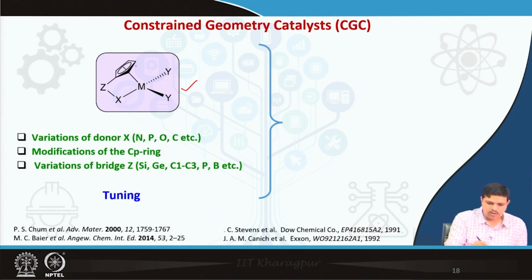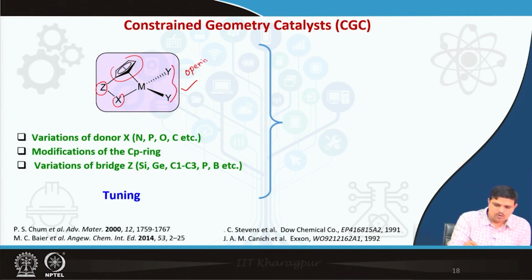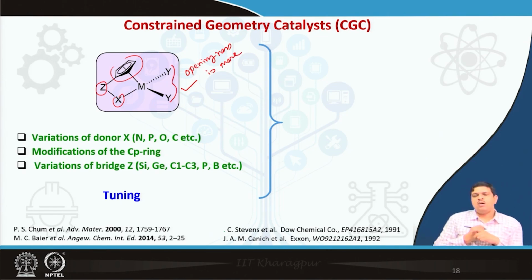You will see that Cp may be a simple Cp or substituted Cp, okay, and this X is the donor, that may be nitrogen, phosphorus or oxygen based donors, and the bridging unit may be boron, phosphorus, carbon, okay, or nitrogen or silicon, but the bridging unit should be smaller, so that the openness on this side is more, and that's why it is perfect for high molecular weight polyethylene or the copolymerization of ethylene with other comonomers, as for example longer alpha alkenes, okay.